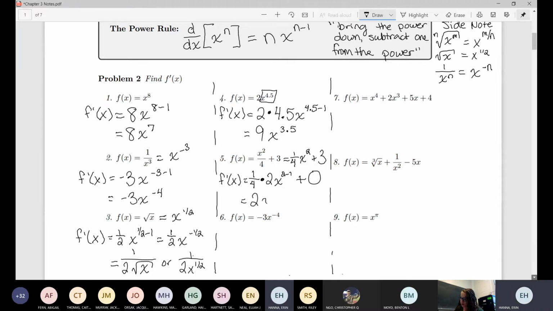1/4 times 2 is 2 x to the first. So we usually don't write the little 1. If you want to, go right ahead. And then the plus 0 just drops.